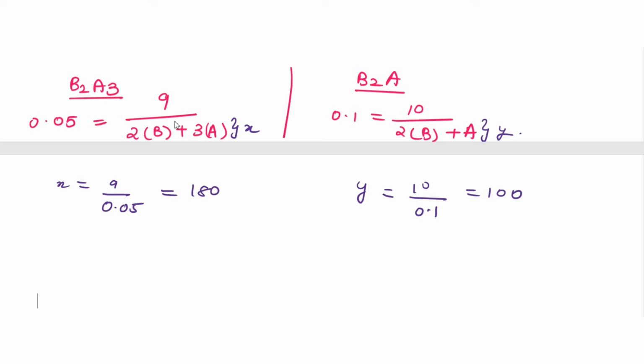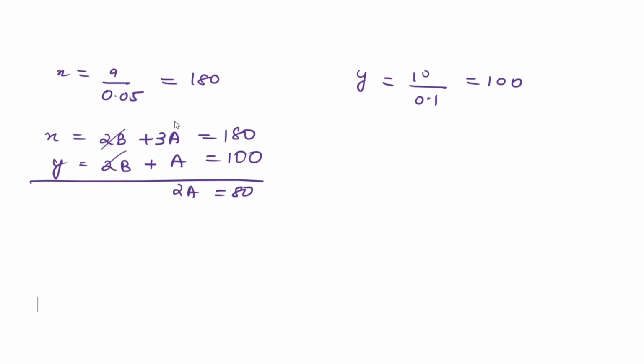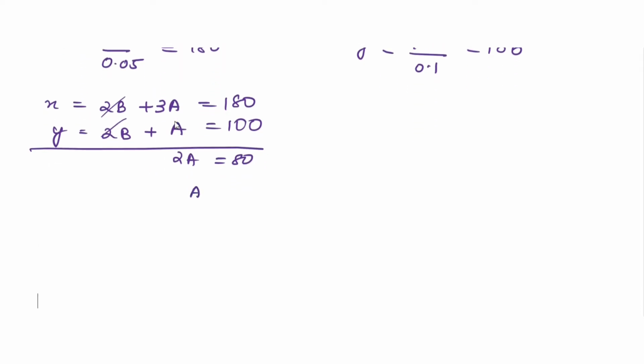So again, we know X is nothing but 2B plus 3A, which we got as 180. On the right hand side, Y is 2B plus A, which we got as 100. So you can solve these two equations. We find that 2B is the term which is common in both the equations, isn't it? So you can simply subtract these two equations. The 2B will get cancelled, and you are left with 3A minus A, 2A, is equal to 80, which gives us A is equal to 40.